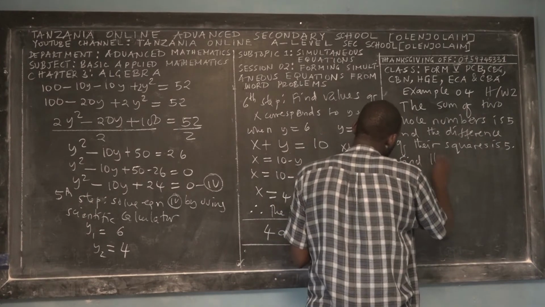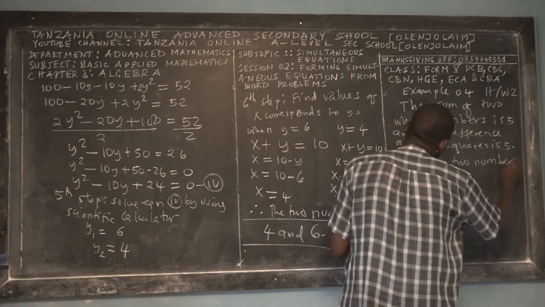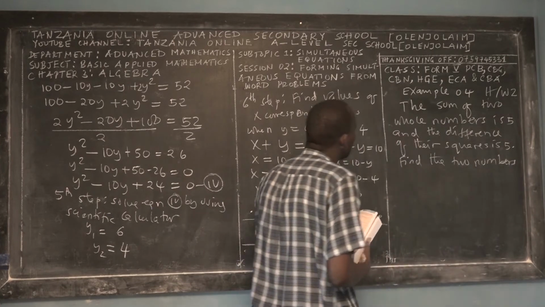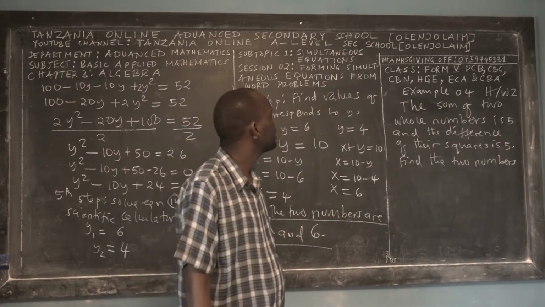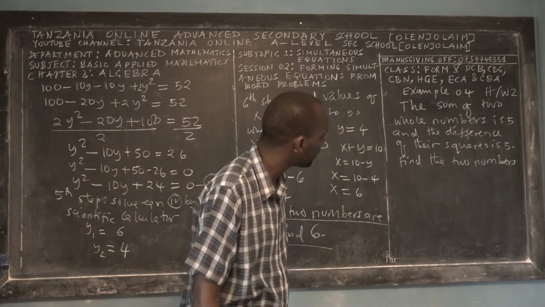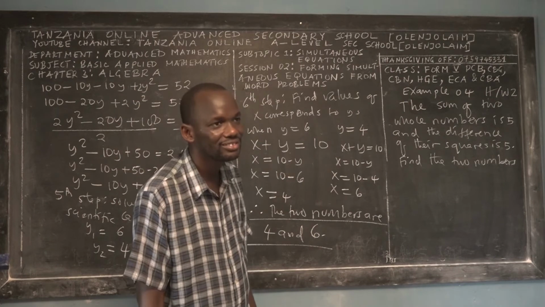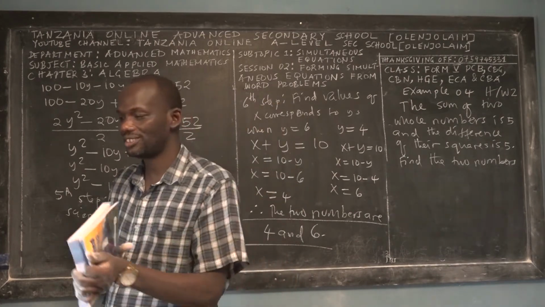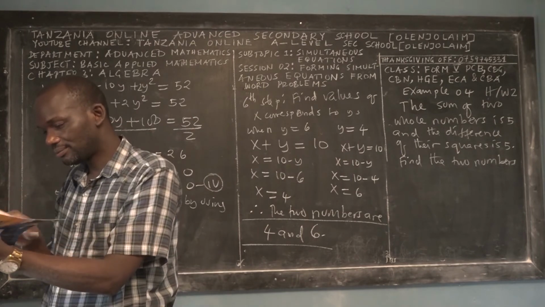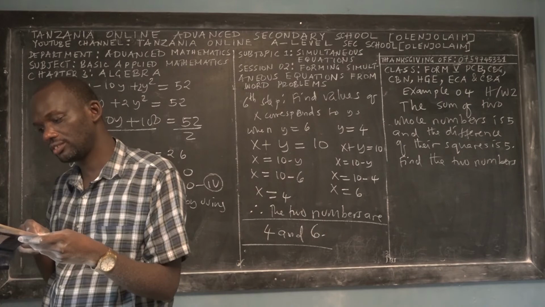Find the two numbers. And if you find situations like before, then you know how to navigate. So you say that the sum of the two whole numbers is 5, and the difference of the squares is 5. Find the two numbers. Simple, very simple question. And so I would like to say that this is the end of this session.